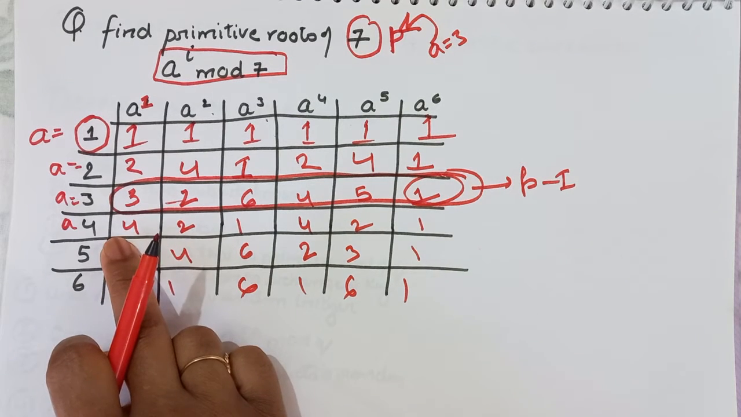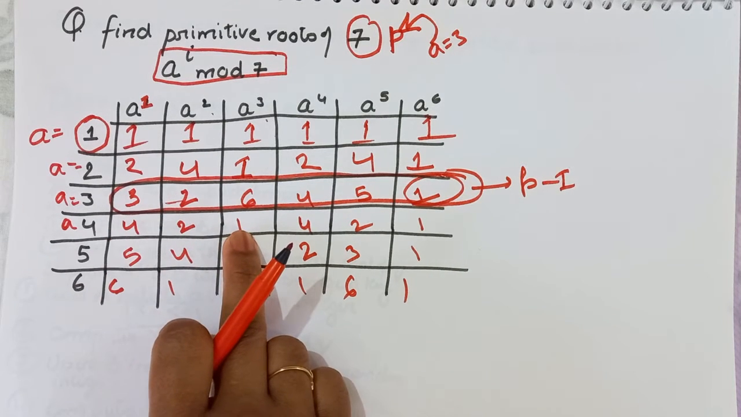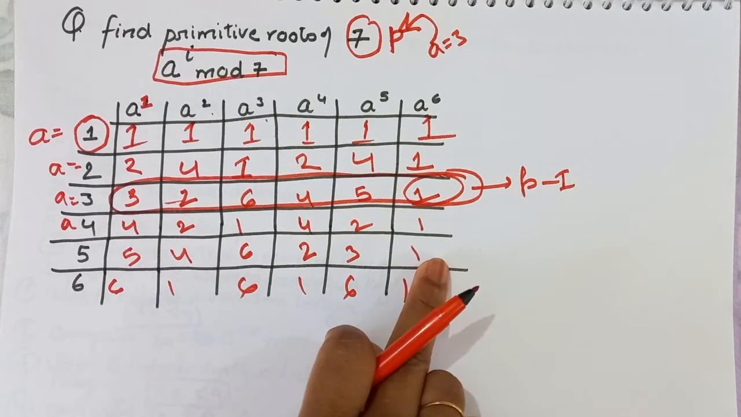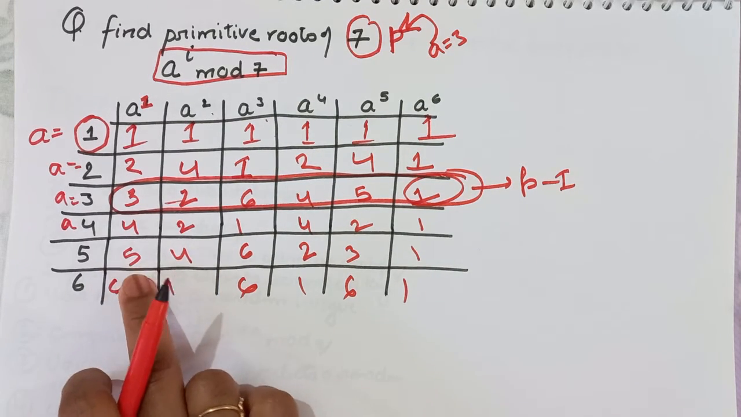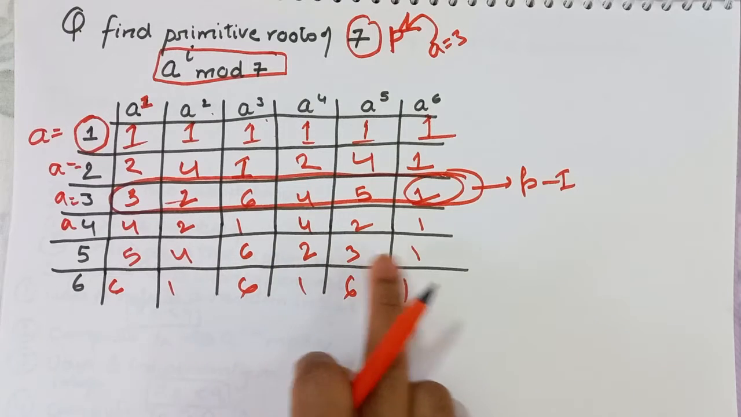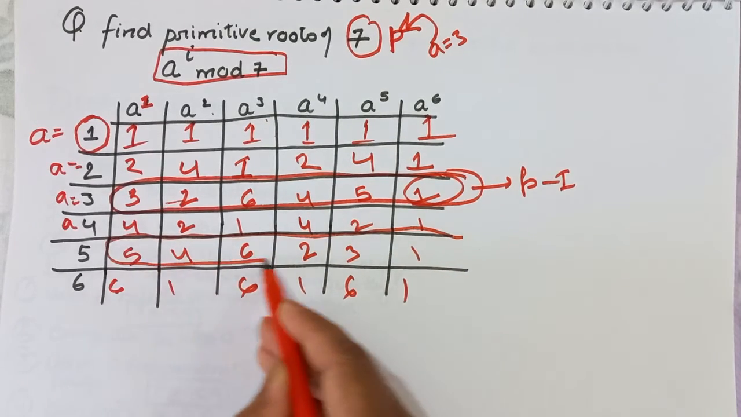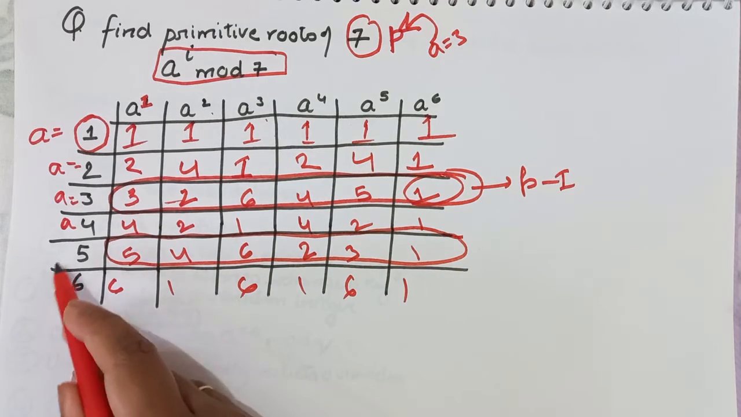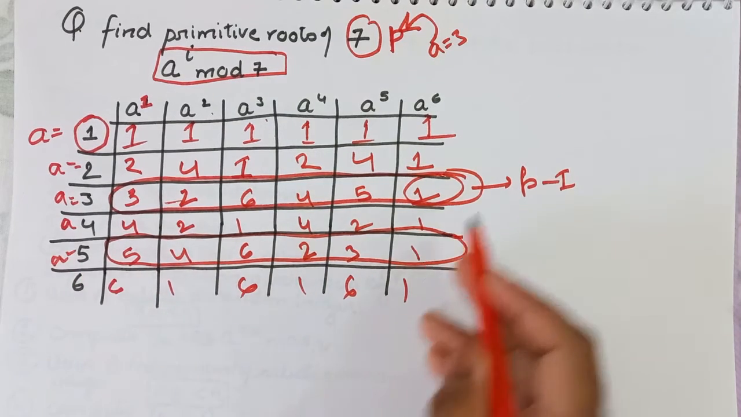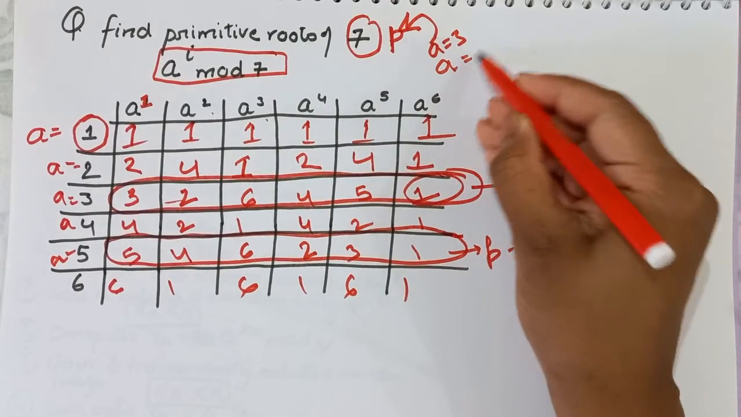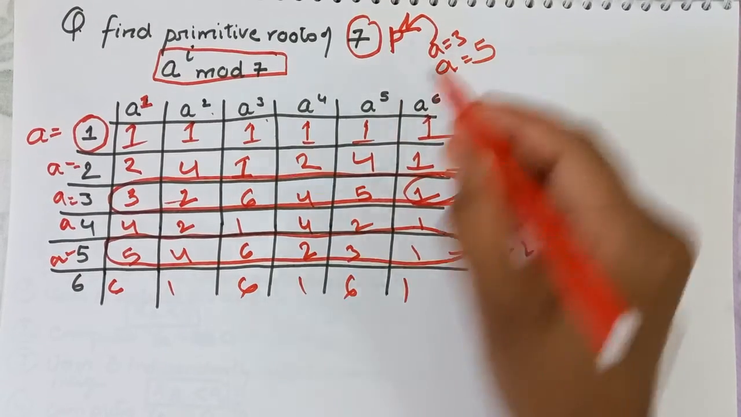Similarly, for 4 to 1, the cycle ends here, so the size is only 3. For 5, the cycle is 5, 4, 6, 2, 3, 1, right? It basically ends here. So the size of the cycle of A equal to 5 is as long as P minus 1. Therefore, you can say another primitive root of 7 is 5.